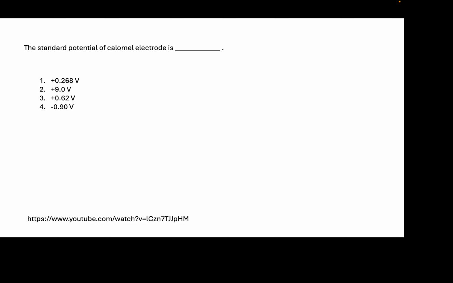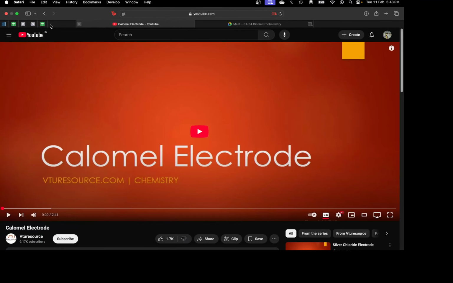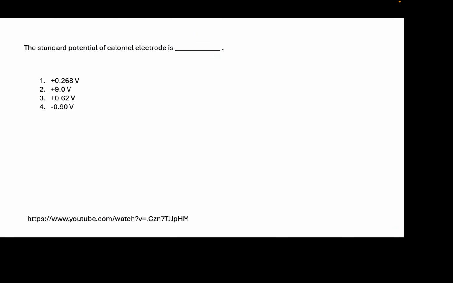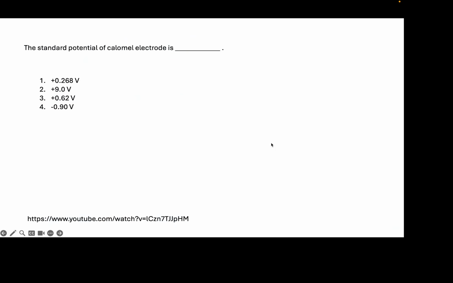The standard potential of calomel electrode is this. You have to answer because it was thoroughly discussed in this week's lecture. So calomel electrodes, what is the standard potential which they offer? Can you give whether it is plus 0.26 volt, plus 9 volt, plus 0.62 volt, or minus 0.9 volts? Anyone who is planning to attempt this question? 0.53. Oh, you have answered for the last one. 0.268. The correct answer is yes, plus 0.268 volts.